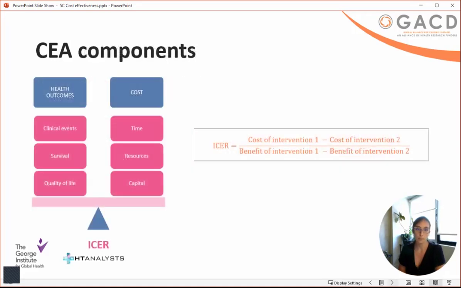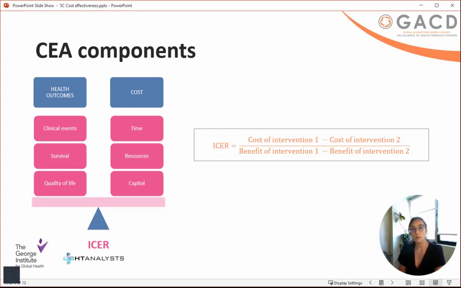Now let's break down the main components of a cost-effectiveness evaluation. So the two main components are outcomes and costs. In terms of outcomes, these primarily include health benefits, which are the positive effects of the intervention, often measured in terms of lives saved, or disease cases prevented, or improvements in health status or quality of life.